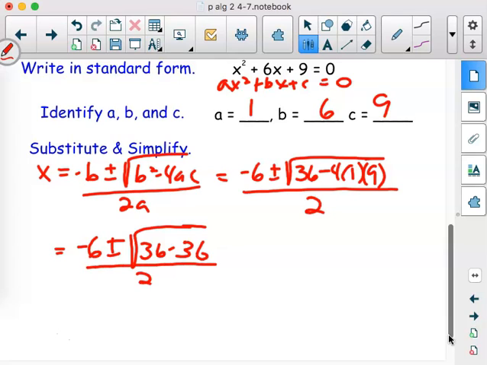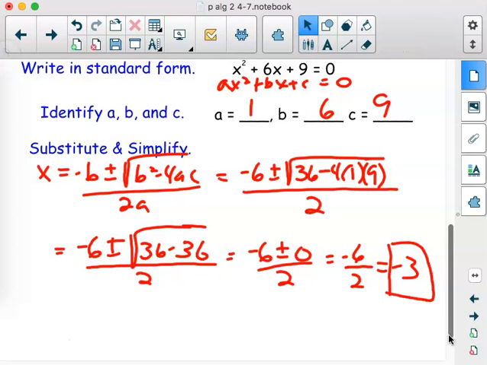So this is going to be negative 6 plus or minus 0 over 2. But negative 6 plus 0 and negative 6 minus 0 is just negative 6. And you divide that by 2 and you get negative 3. Hey, I only got one answer. It can happen. Remember, this is going to be one where the parabola bounces off the x-axis. So this parabola is going to come down, and it's going to hit the x-axis, and it's going to bounce right back off, and it gets to count as 2 zeros. But that's our one answer right there.